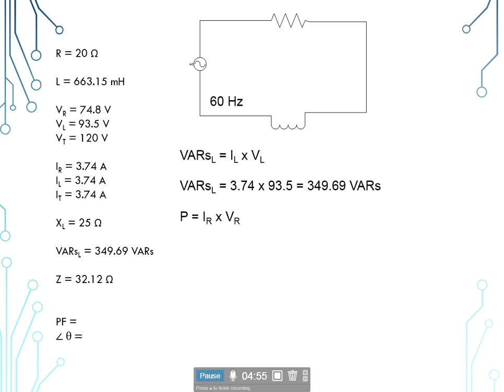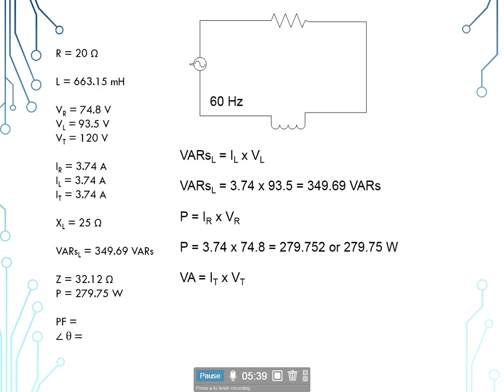Now we're going to look for our true power, which using the pi formula, P is equal to I times V. Our true power is measured on only the purely resistive part of the circuit. So P is equal to I sub R times V sub R. And so we have I sub R at 3.74 amps. The voltage drop at the resistor was 74.8 volts. So that'll give us 279.75 watts. Now remember, our true power in AC is the only one that is measured in watts, and the rest have a different name.